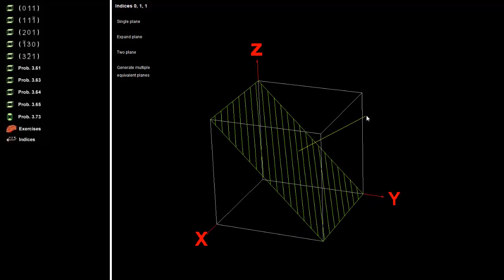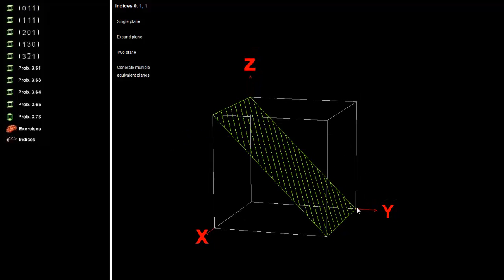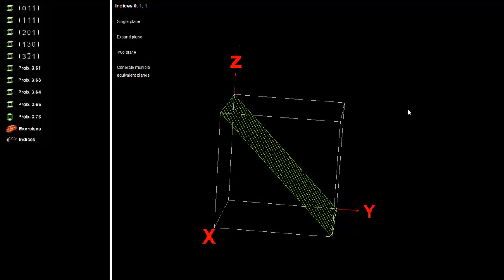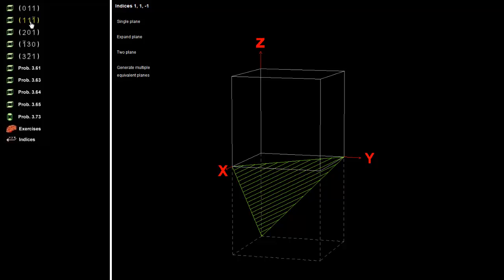Now I'll show you a few more of these planes. This is the 0, 1, 1 plane. So if you'll notice, it intersects Y and Z both at 1. So that's 1 and 1, that's the inverse of each, but it's parallel with the X. So it will take an infinite distance to intersect X. So the inverse of infinity is effectively 0, and the inverse of 1 for each of these is 1, so that's why that's the 0, 1, 1 plane.